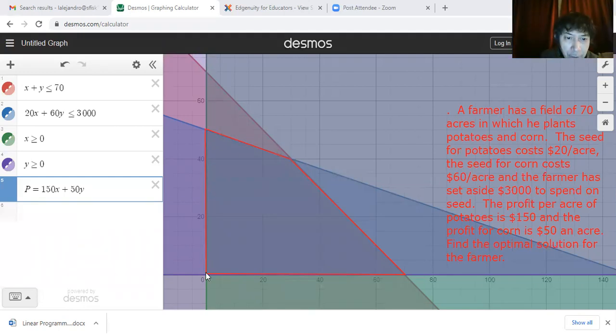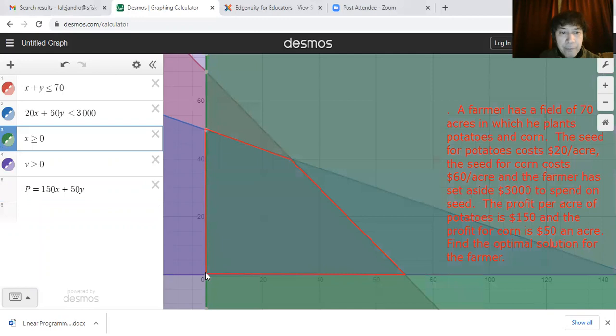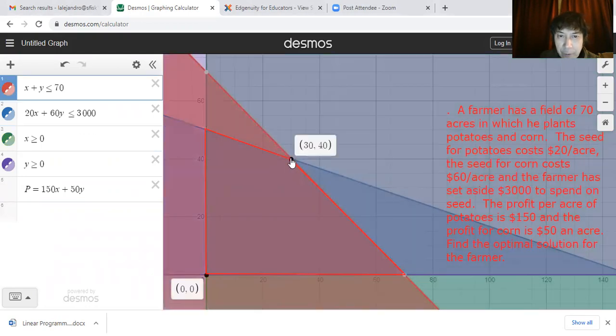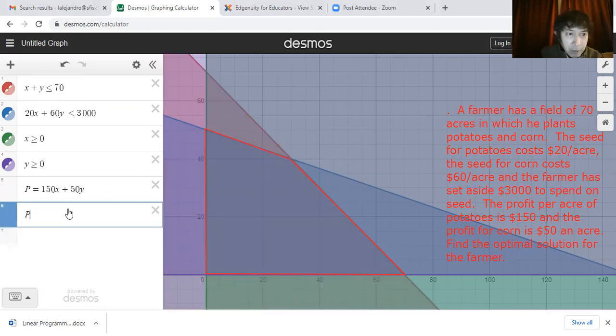And these are as follows. This will be 0, 0. Okay, this is 0, 50. This point over here is 30, 40. Okay, and the fourth and final point is at 70, 0. Okay, we're going to compute one by one, starting from 0, 0. Of course, 0, 0 gives the minimum, okay, but we still have to write it. So P is equal to 150 times 0 plus 50 times 0. There's the computed value. Profit is 0.